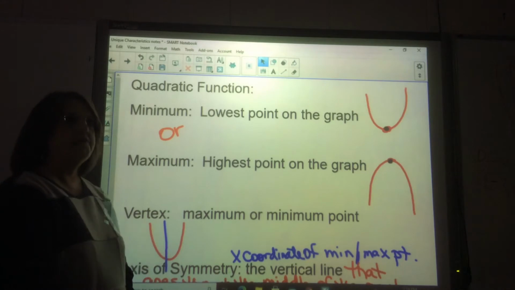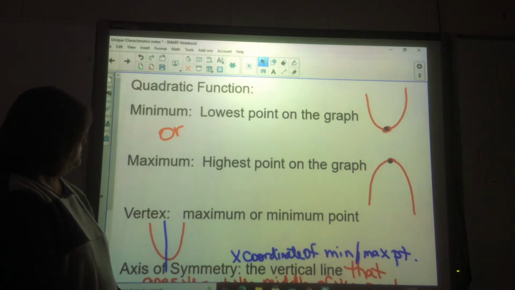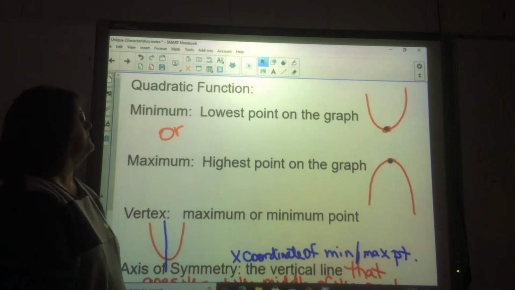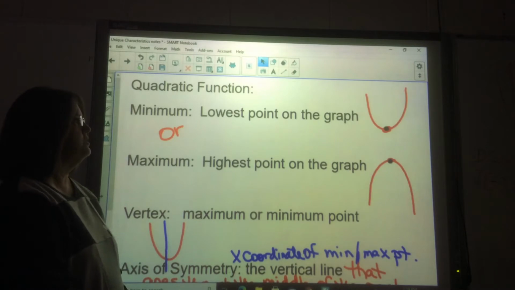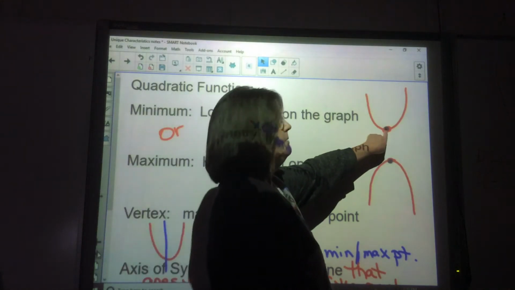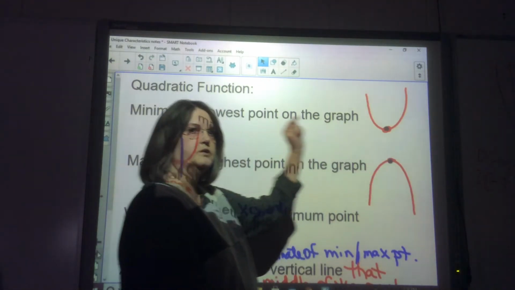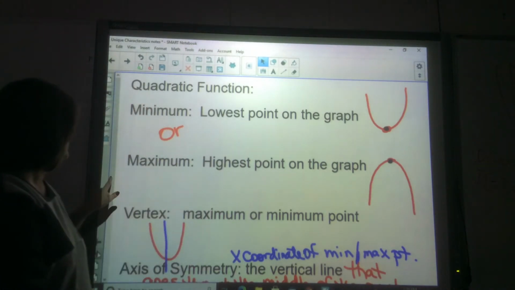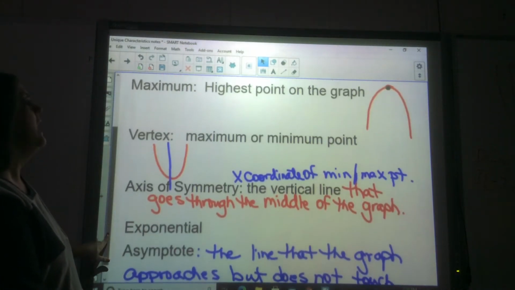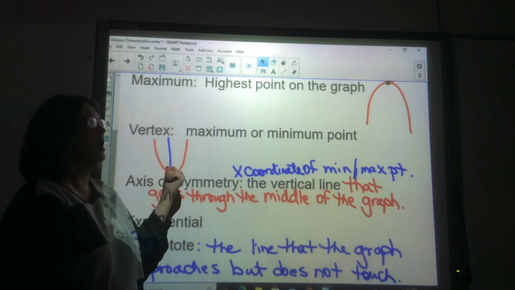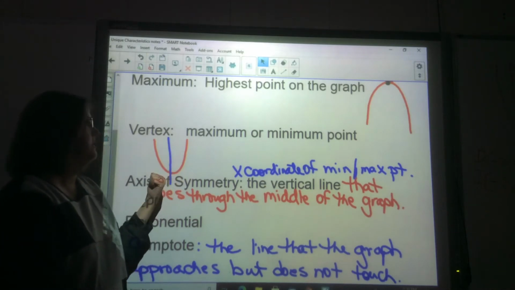A quadratic function has three things that are unique to it. A quadratic function will either have a minimum point or a maximum point. This is an example of a minimum. It's the lowest point on the graph. This is an example of a maximum, which is the highest point on the graph. Also, that high or low point will be called the vertex of the graph.